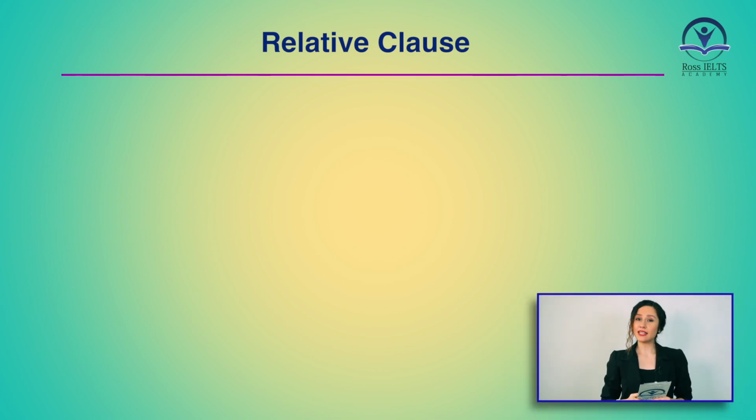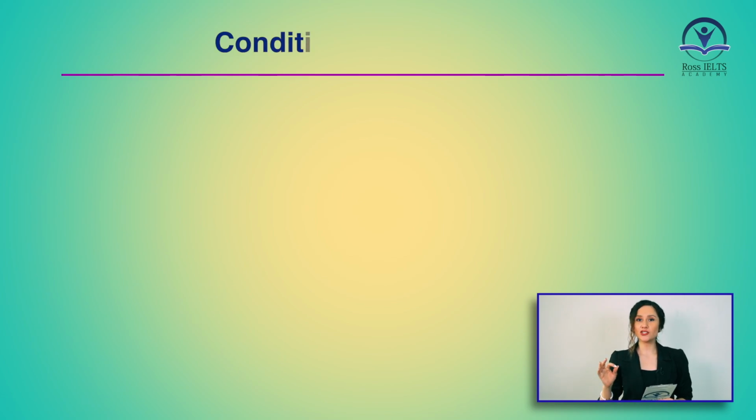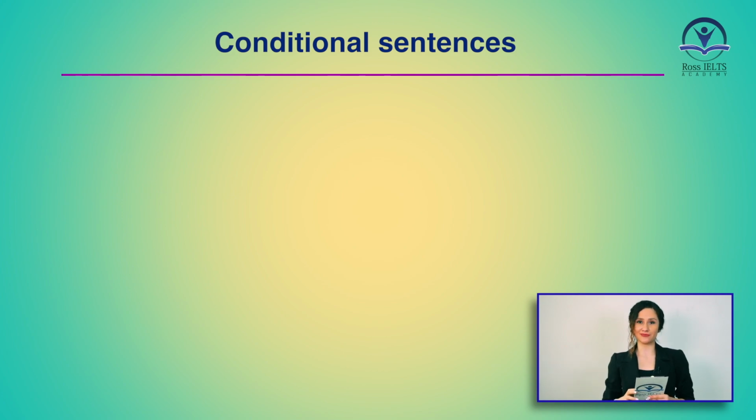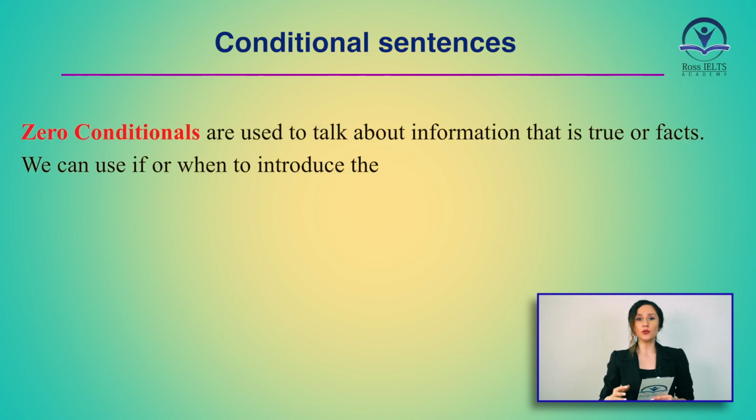Now let's talk about the second way you can make a complex structure, and that is conditional sentence. Now we want to talk about all the different conditional sentences you can make, so you should be very careful and listen to me with all your attention. First, we want to talk about zero conditionals. You can use zero conditionals to talk about facts or some information which is always true. You can use if or when to make your conditional sentence.